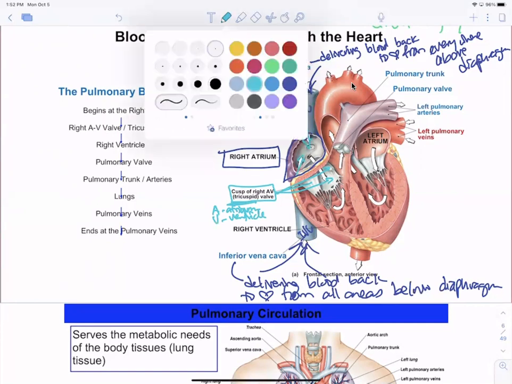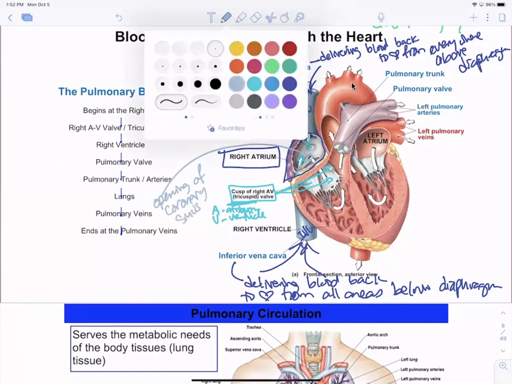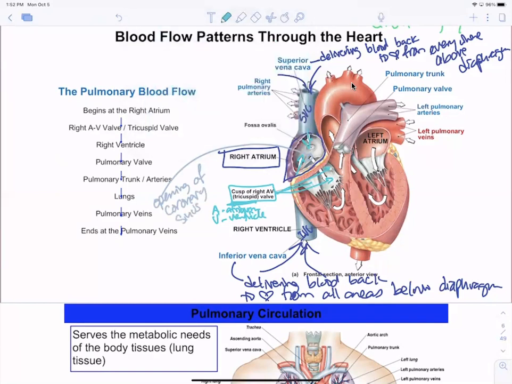goes. And by the way, this right here is the opening of the coronary sinus, and we'll talk about this a little bit later. And the fossa ovalis is where there was a hole before birth between the atria. It's now just a fossil.